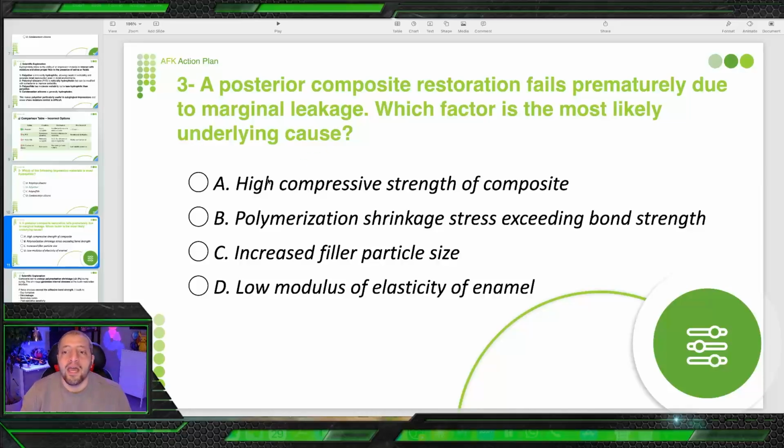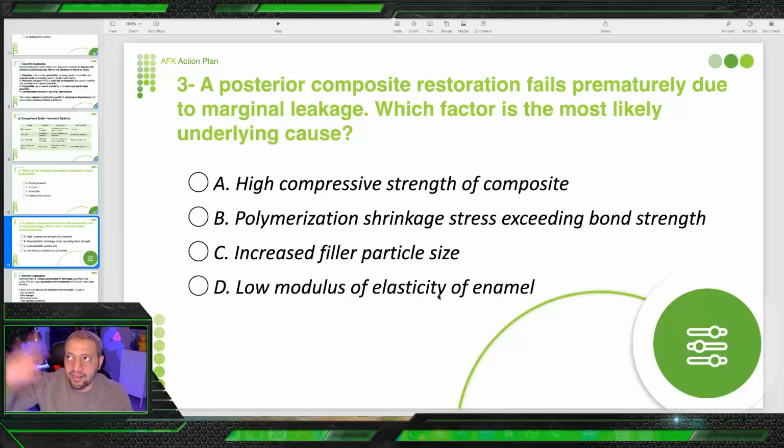Let's see. High compressive strength of composite. Yeah, it might lead to failure, but not this one. What do you think? Okay, let's see in the comments. Polymerization shrinkage stress exceeding bond strength, maybe. Increase filler particle size. When you increase the filler particle size, what's going to happen to polymerization shrinkage? It reduces. So do you think the polymerization shrinkage will be more or less? Last option, low modulus of elasticity of the enamel.